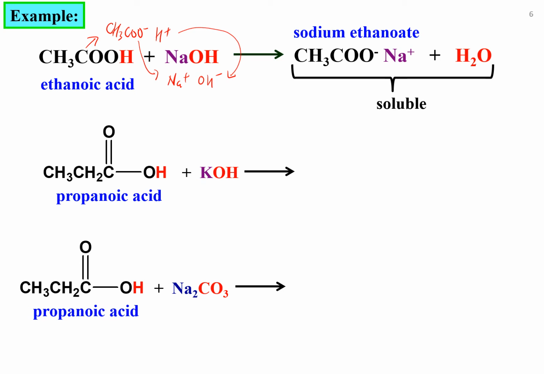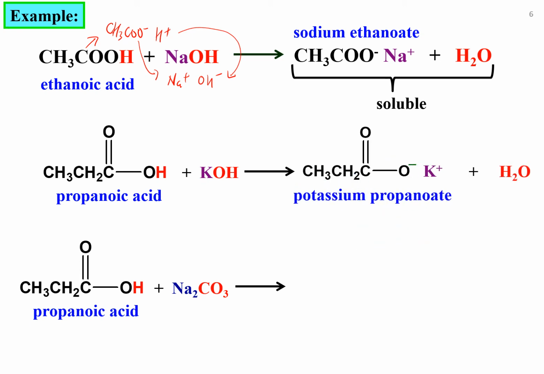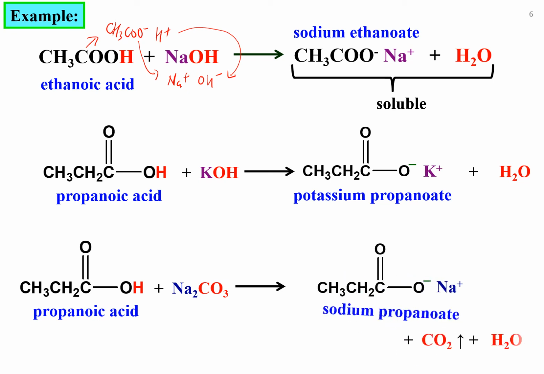Then look at propanoic acid reacting with potassium hydroxide. So it gives us the salt, potassium propanoate, and also water. Then look at propanoic acid reacting with sodium carbonate. For this one, the byproduct is different. The main product is still the same, sodium propanoate, which is a salt. The byproduct is carbon dioxide gas and water.